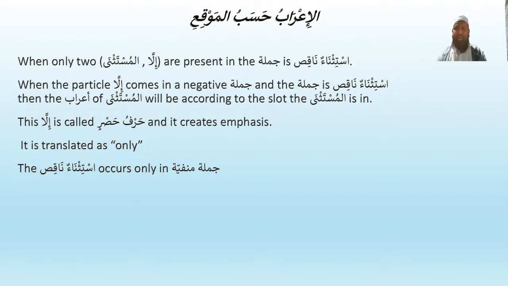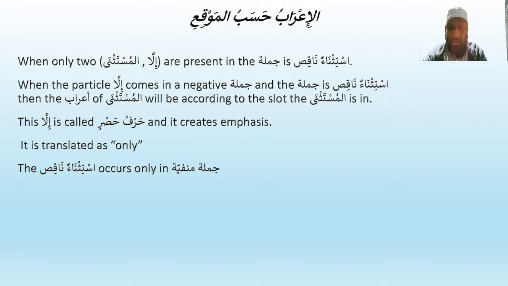It is only the i'rab of istisna naqis, which is istisna mufarrag. When the particle illa comes in a negative jumla, and the jumla is istisna'un naqisun or istisnaun mufarraghun. Mufarragh means free from mustasna minhu. No mustasna minhu present in the jumla.